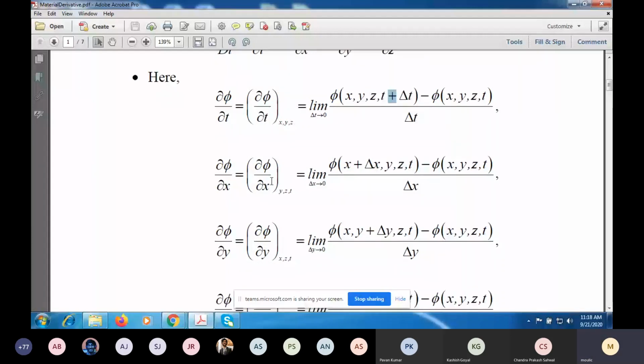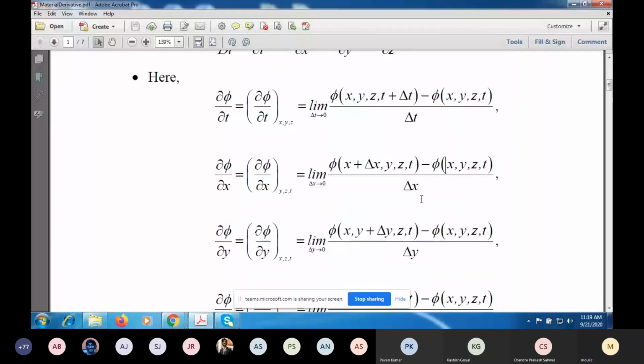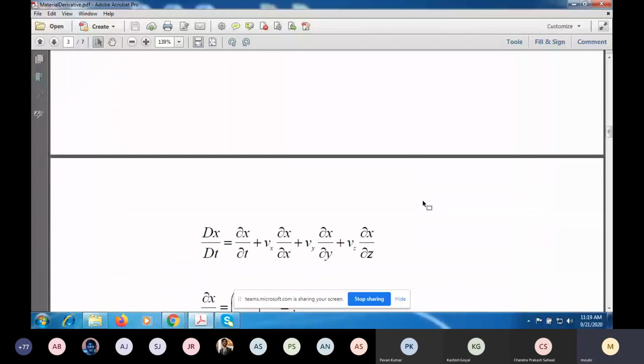Alright, but if you look at del x del x, then this term is x plus delta x. Okay, and you're subtracting x from x plus delta x. So x cancels out and you get delta x divided by delta x, which is 1. So these are obvious, but the reason I'm going through all this is to emphasize certain things: the meaning of the partial derivatives.